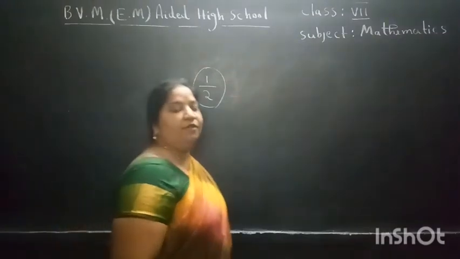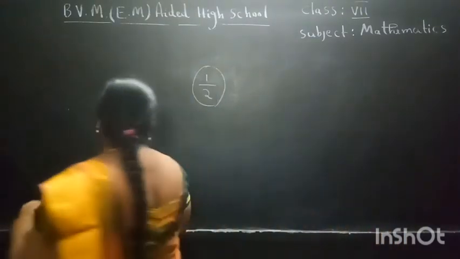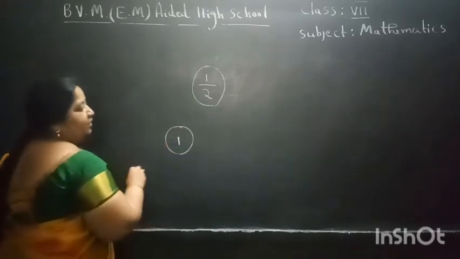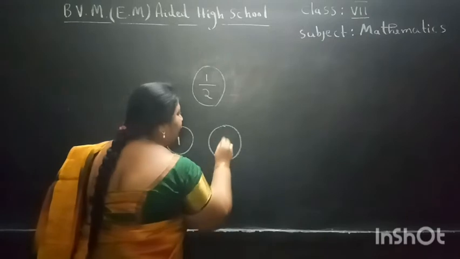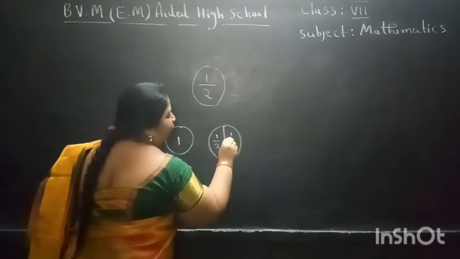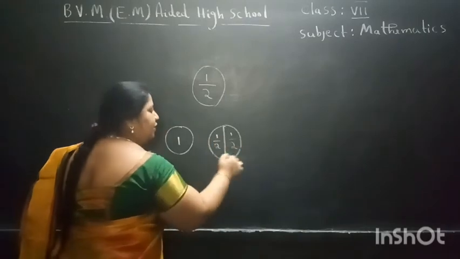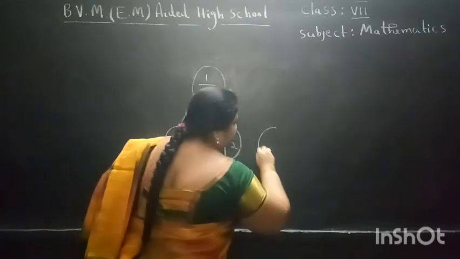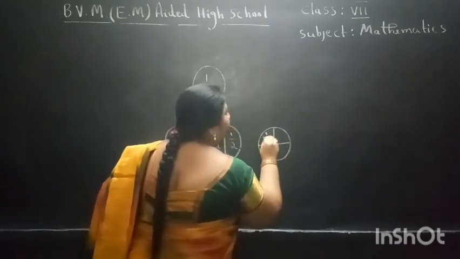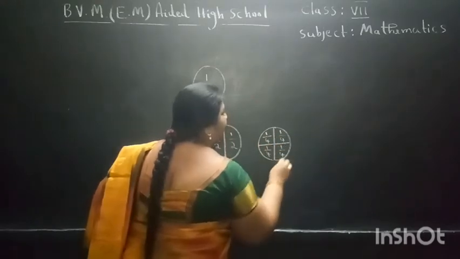What is a fraction? A fraction is a number which represents a part of a whole. Suppose you take one circle. This circle can be divided into two equal parts: 1 by 2, 1 by 2. Each is the 1 by 2 part. Full is the 1. This can be divided into 4 equal parts: 1 by 4, 1 by 4, 1 by 4, 1 by 4.